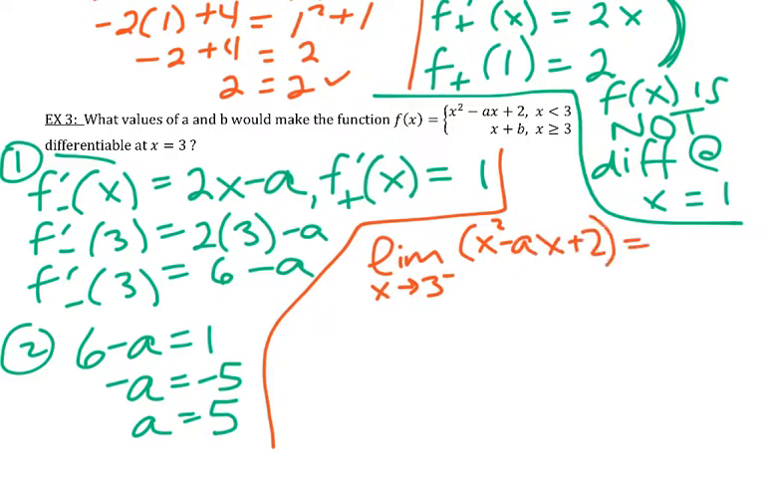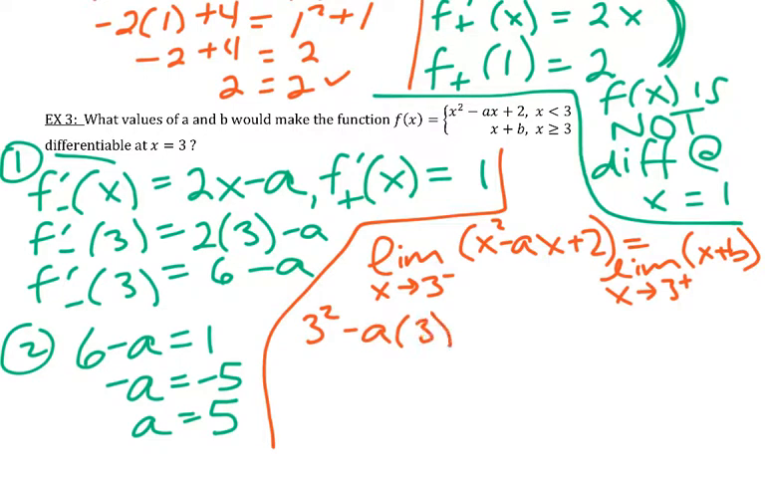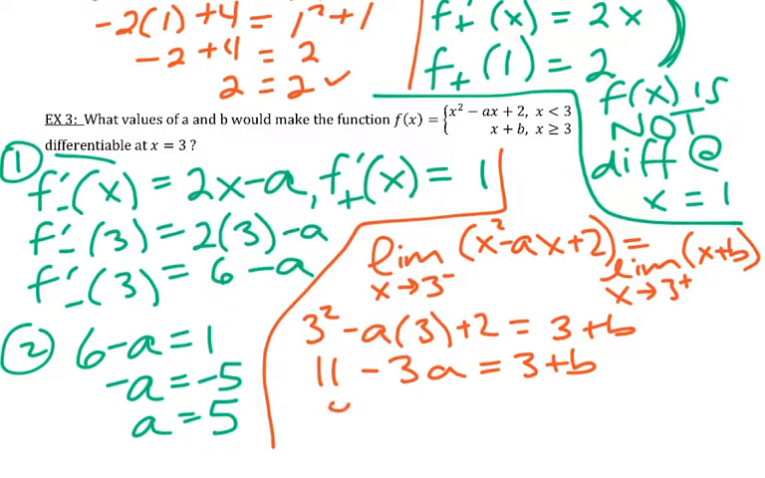So doing the left-hand side and saying that that should be equal to the right-hand side limit of x plus b. And then we're going to plug 3 into both of these, since the limit is approaching 3. And then solve, we'll get as far as we can for a and b. So we have 9 here plus 2. So we have 11 minus 3a equals 3 plus b. Subtract 3 from both sides, you get 8 minus 3a equals b.